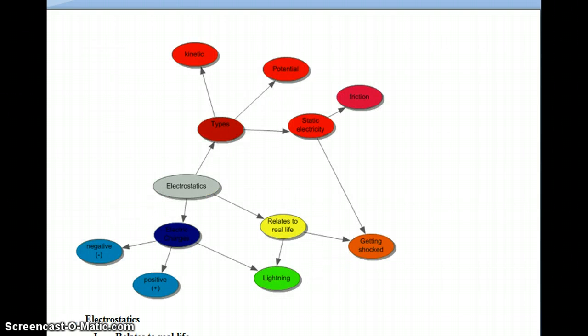in this unit. Here's the second early idea web, and there's some interesting things here. The link to relating to life and getting shocked, and maybe the creation of lightning, and that there might be different types of electrostatics, including static electricity and then potential and kinetic somethings. So maybe some thinking about energy creeping in there through sort of an interesting side door of this student's thinking. So again, an early and somewhat naive look at electrostatics, which is what one would expect for a new topic.